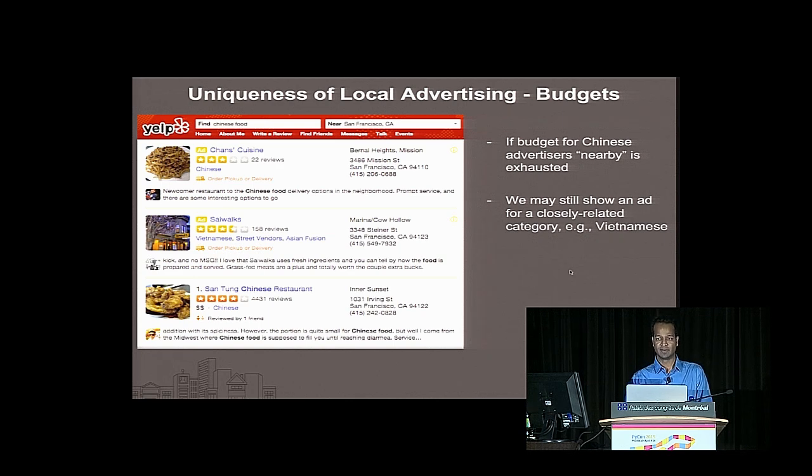Another interesting aspect is budgets. So if you do a query for Chinese restaurants, maybe the budget for all Chinese advertisers in that area near you is over, right? They've all finished up their budget. It's, let's say, towards the end of the month or what have you. Then in that case, we may still show you an ad, but we'll show you an ad for a closely related category, for a Vietnamese restaurant, right? So we call this category expansion. Now, we have to expand across categories which are relevant, but at the same time, they should fulfill the demand of the advertisers, because we also have to make sure that all the demand of Vietnamese advertisers, all the budget that they had, we should also fulfill that, right?